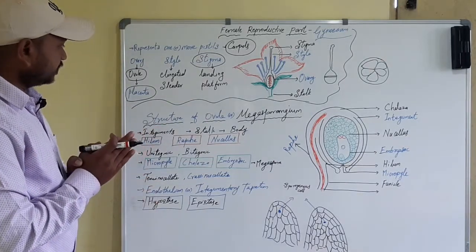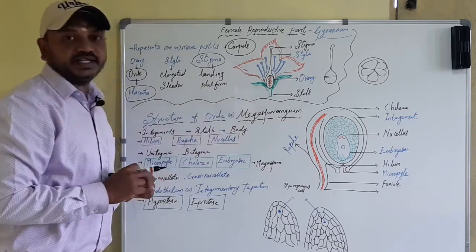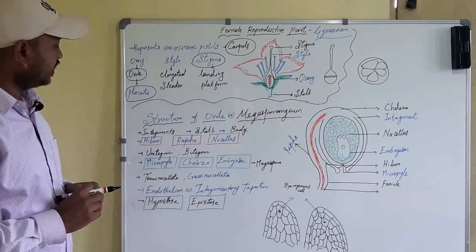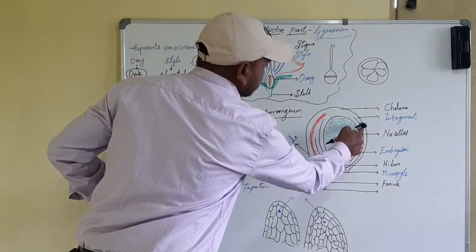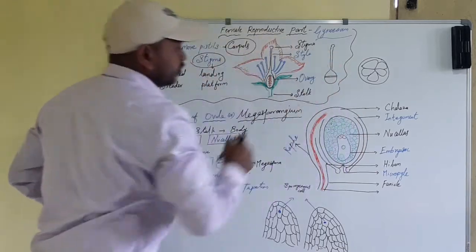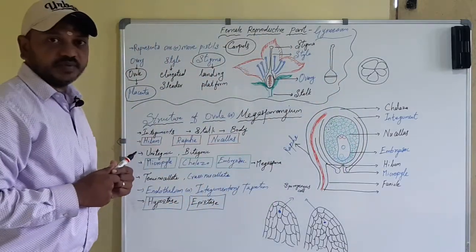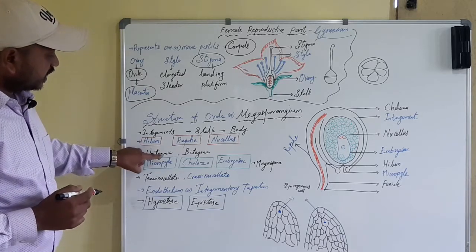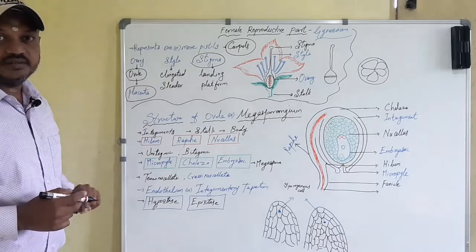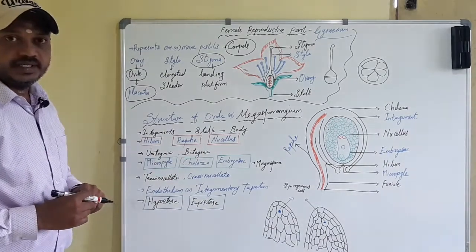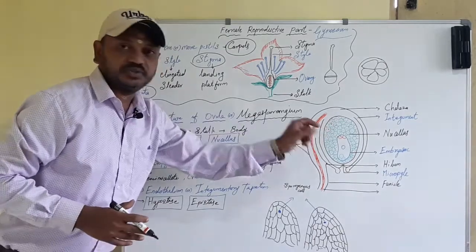The first one, the megasporangium or ovule is protected by a covering called integuments. This is the integument: outer integument, inner integument. Mostly it possesses two integuments. Some ovules possess a single integument, which is called unitegmic. If it possesses two integuments, it is called bitegmic. The main function of the integument is to give protection to the inner tissues.